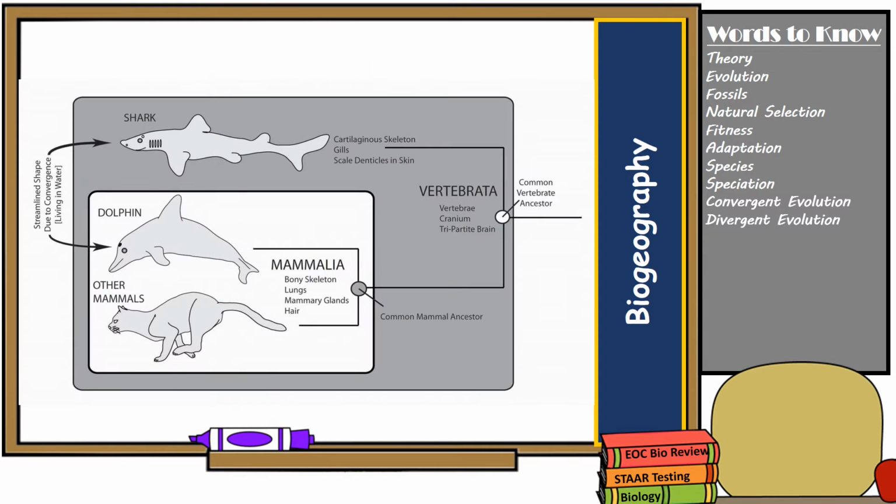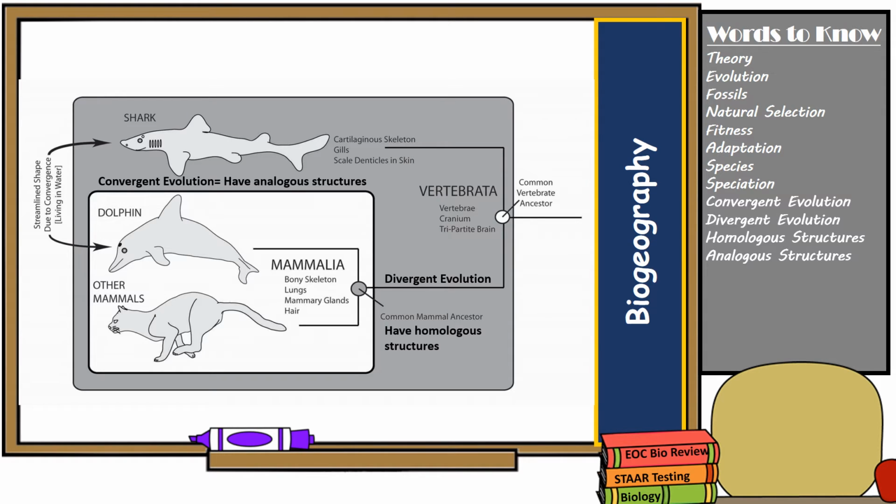Overall, divergent evolution illustrates homologous structures between closely related species that do not look or act alike. Now, convergent evolution, on the other hand, creates analogous structures that have similar form or function, but are not present in the last common ancestor of those groups. Okay, so let's take a closer look at these types of structures, which brings us to our next evidence of common ancestry, which is anatomical homologies, sometimes referred to as comparative anatomy.